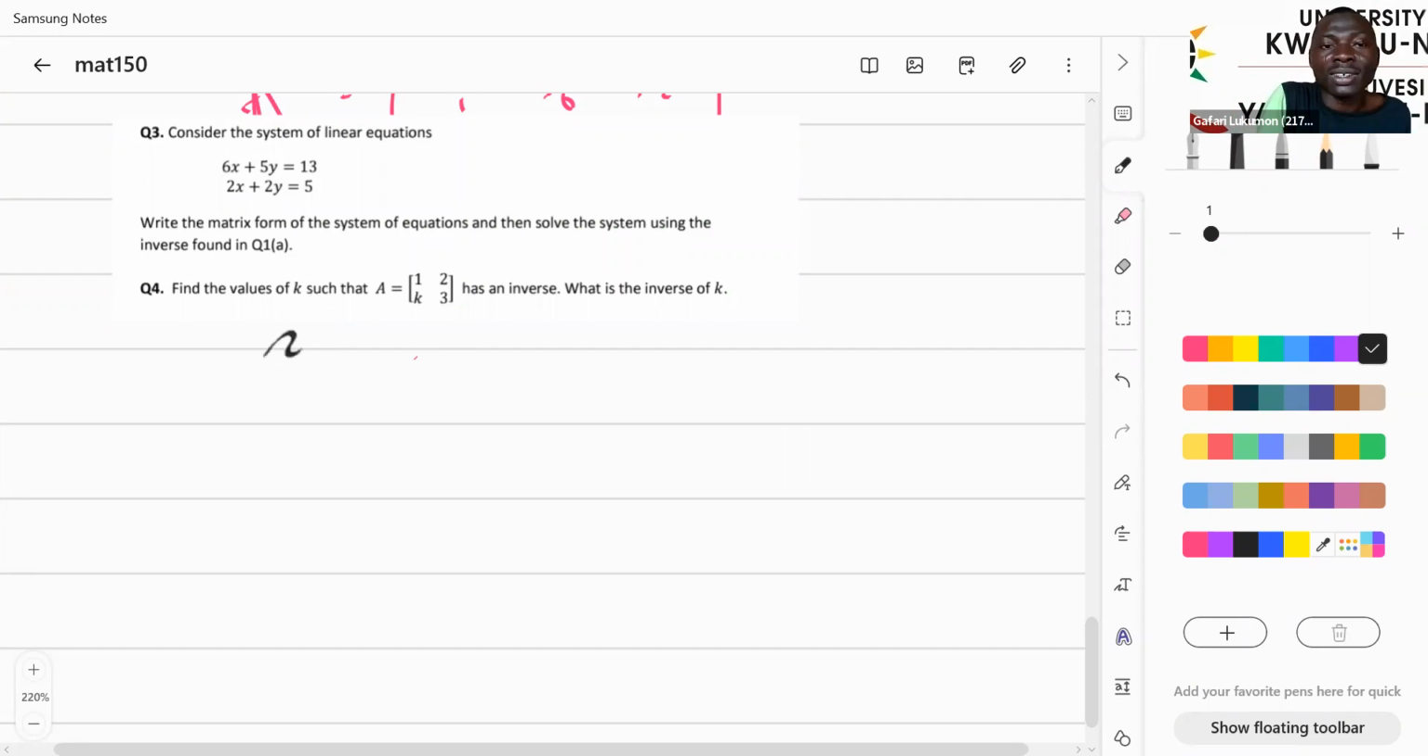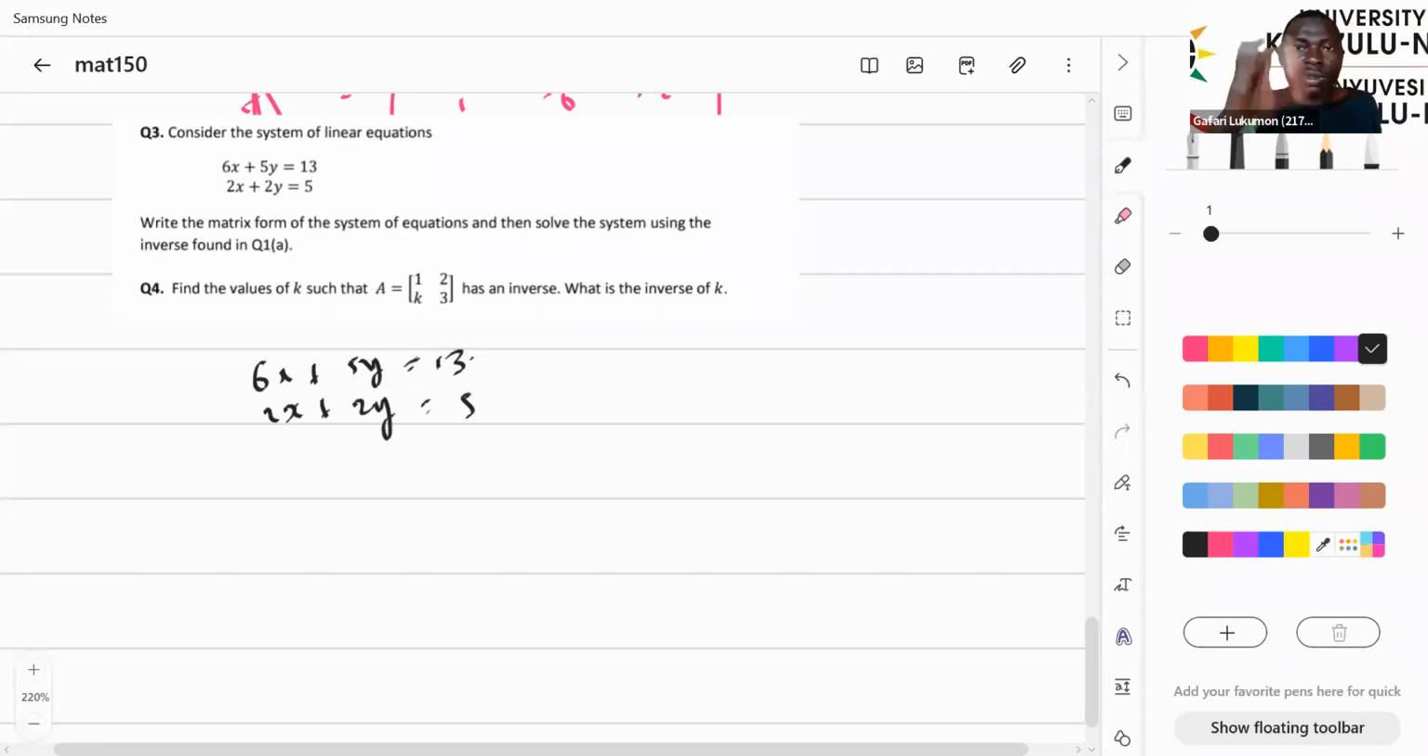Do you know why I said that? We have 6x plus 5y is equal to 13. You understand now? Then we have 2x plus 2y equals 5. So then the question has, write the matrix form of the system of equations and then solve the system using the inverse found in Q1. You don't need to stress yourself.